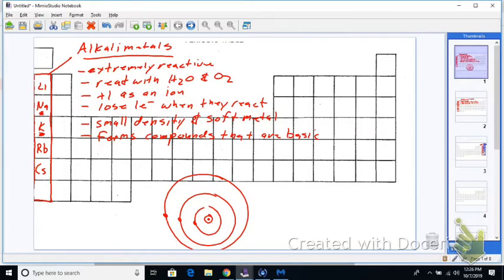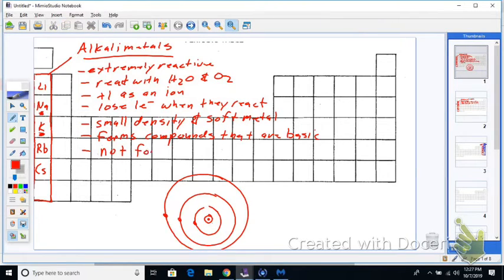And then something else I'm going to add to it is that they're not found by themselves in nature. Okay? So, not found, I'm going to put this in quotes, "free" in nature. They're always bound up with something. Don't have to worry about the circles in that there.